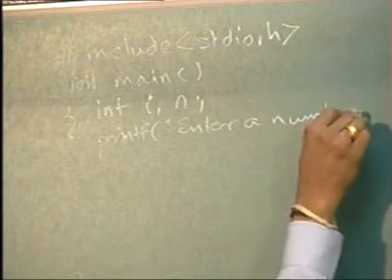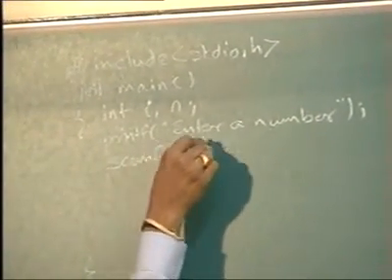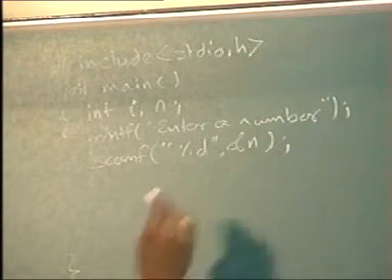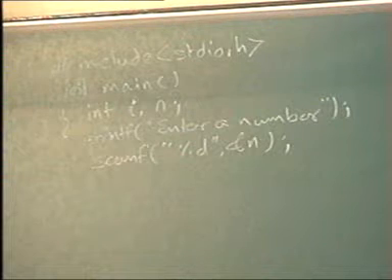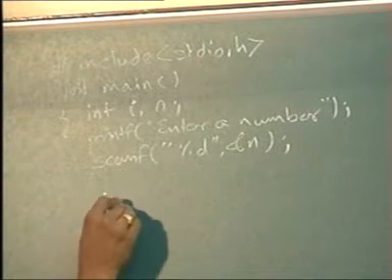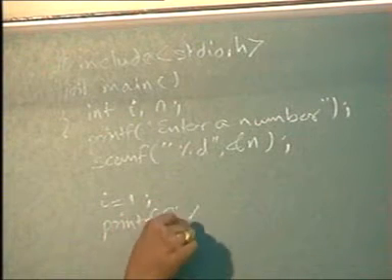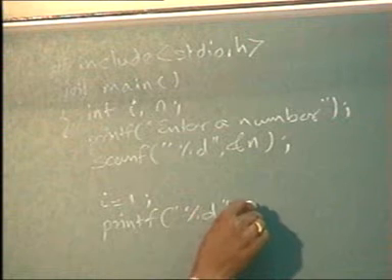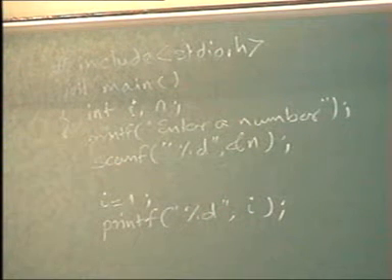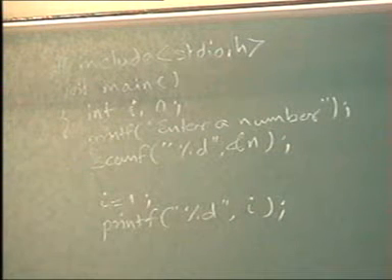Enter a number. A single number is to be accepted. Double quotes %d and &n. As per our program, I should be set to 1. Printf %d, I, not &I. Ampersand sign will come only with scanf. Throughout the program when we use I, we mean the value which is stored in I.